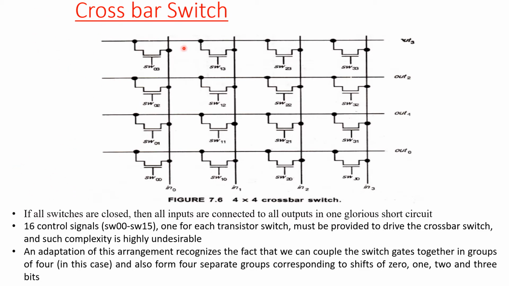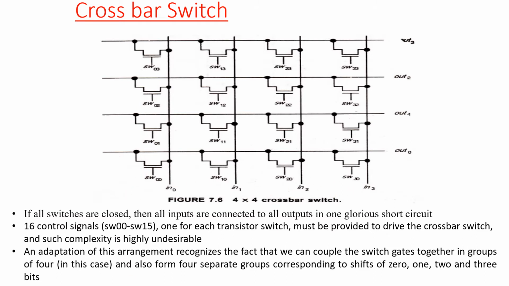So for a 4x4 crossbar switch, we'll have a 4x4 array, hence we'll need 16 transistors. Every transistor gate terminal is controlled by a control signal, that is, we need 16 control signals, SW00 to SW15, one for each transistor switch.